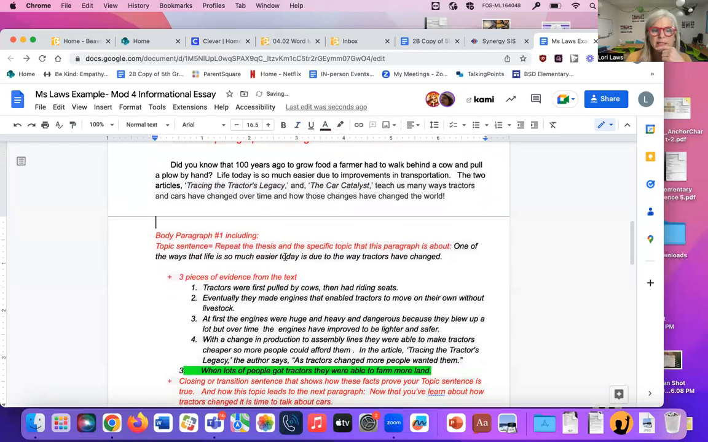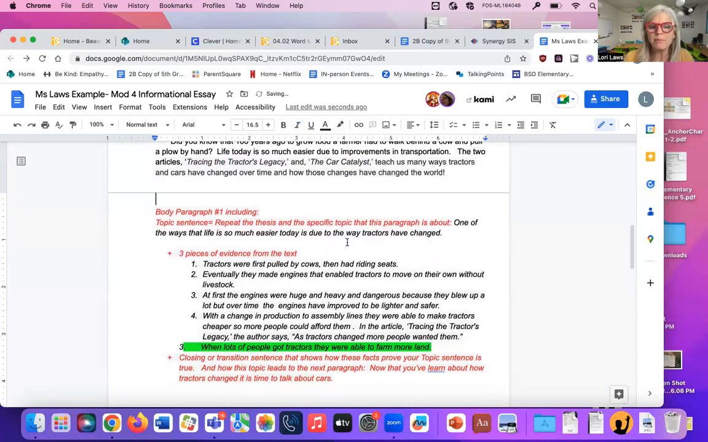But once you have that done, it's important to go back and plan these. I'm going to show you how they're going to write themselves. So my first body paragraph, remember my first topic and probably your first topic, is that tractors have changed over time. Something about tractors changing. Then I pulled out my evidence. Tractors were first pulled by cows, then had riding seats. Eventually, they made engines that enabled tractors to move on their own without livestock.